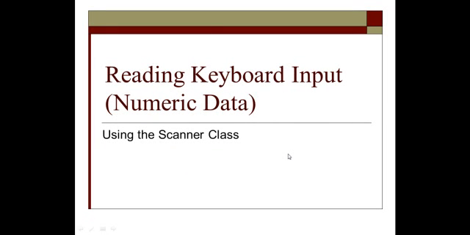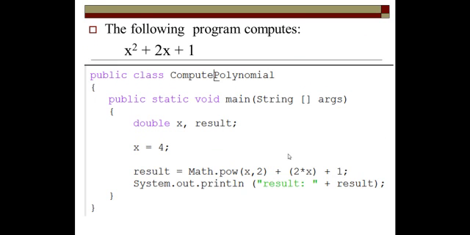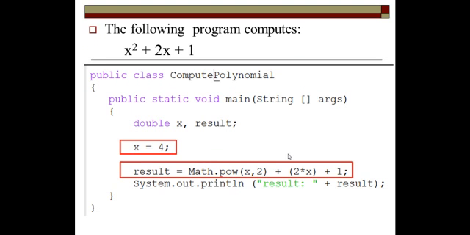Reading keyboard input, numeric data, using the Scanner class. The following program computes x squared plus 2x plus 1. I create a variable x and I've assigned the value 4. Then I compute result equals that polynomial. I compute the polynomial and store it in result.